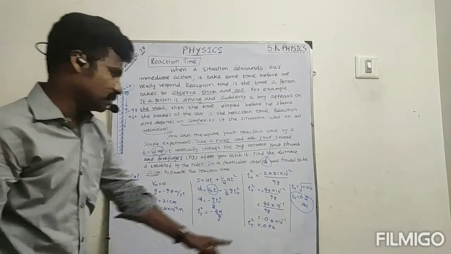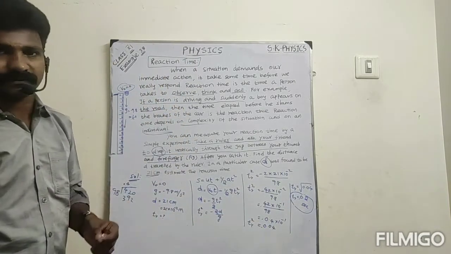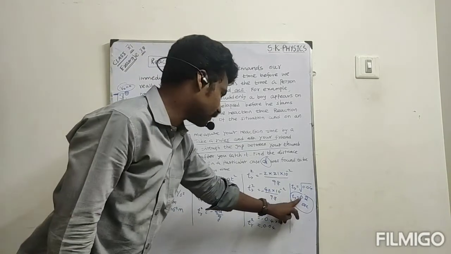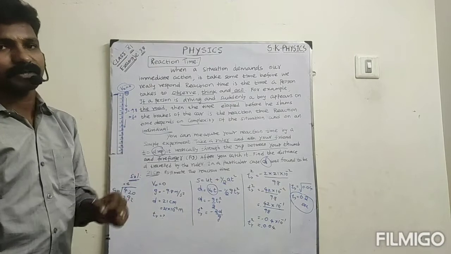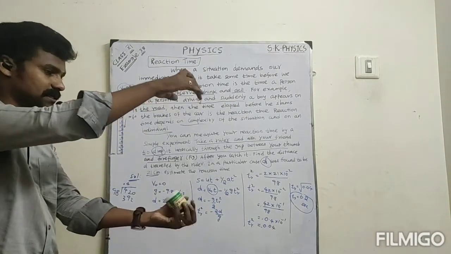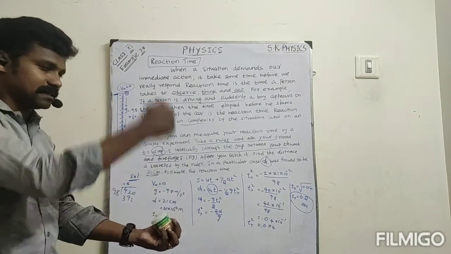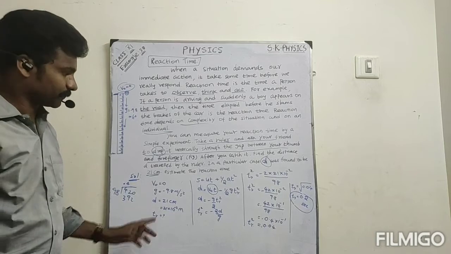So the actual answer is, because we can't say time in negative, I take the magnitude only. The magnitude is 0.2 second. So if you leave this object, the 21 centimeter will be covered in 0.2 second. Okay, thank you.